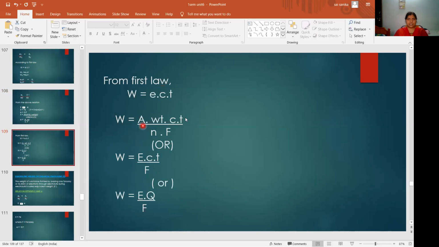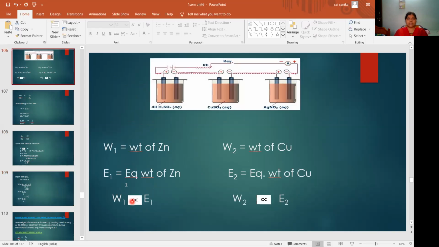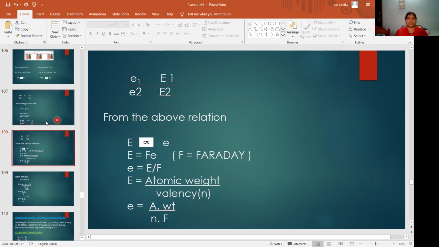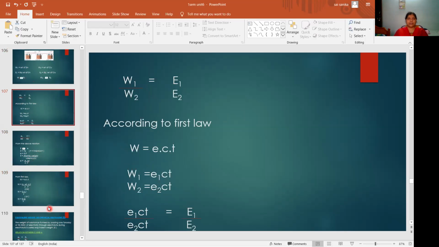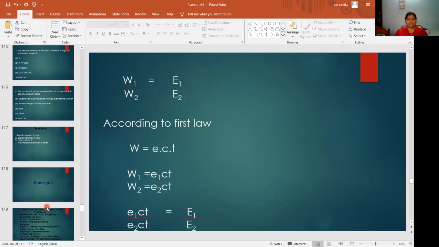W, when atomic weight is given, this is the formula. When equivalent weight is given, this is the formula. When quantity is given, this is the formula. Okay. So here for different electrolytic solutions, the same quantity is passed. This W1 by W2 is equal to E1 by E2. This is the formula. So if you remember this formula, then you can solve the problems easily.